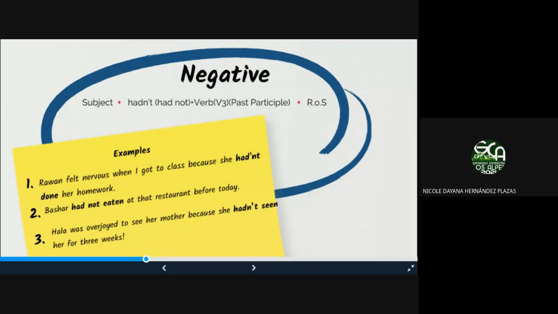So tell me, Jacob, can you see a mistake in any of the three examples you have there? Do you have a mistake or is everything good? Take a look and tell me. No sé, el hadn't de la primera, pero that's it. The hadn't of the first sentence, guys. That's the mistake you have there.